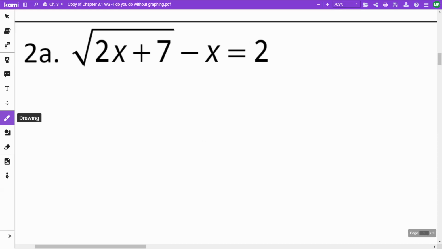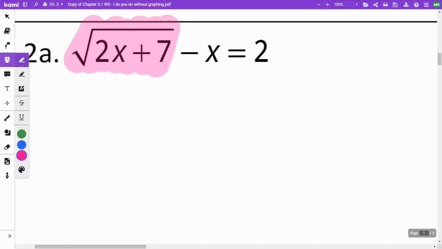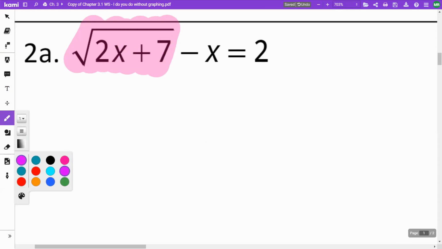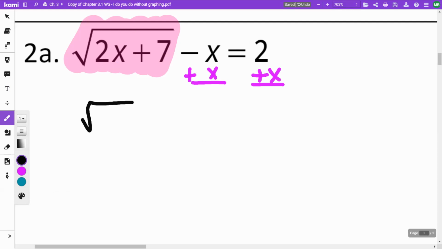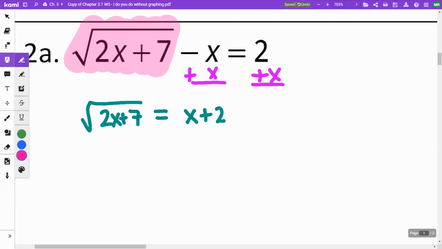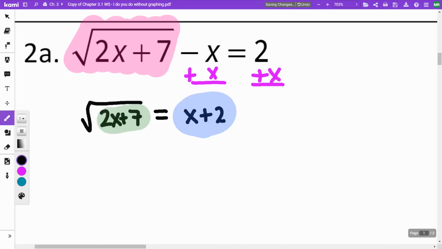So on this one, first step is to get your square root isolated. So we want to get this by itself. It is not, so we're going to add x to both sides. And when we do, we're going to have the square root of 2x plus 7 is equal to x plus 2. So we want to check here to make sure that this is a non-negative. It could be 0, it could be a positive. We also need to make sure that we don't get a negative here. Those are the two places I'm going to check.